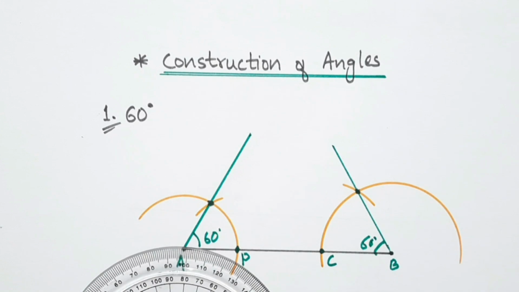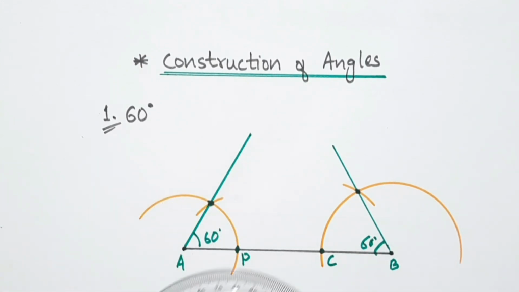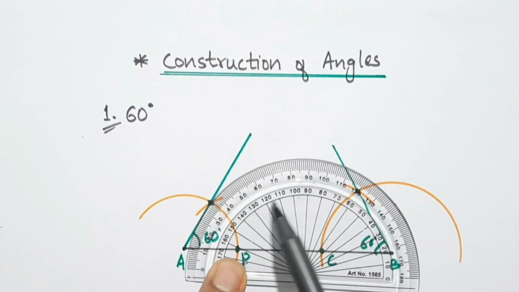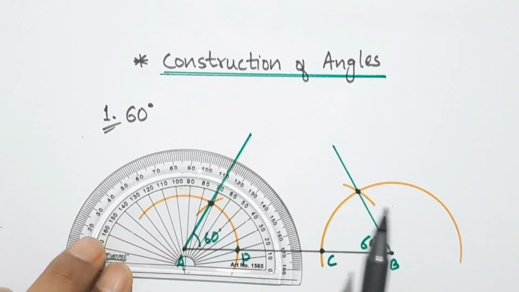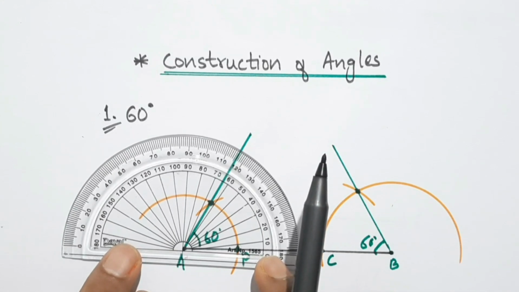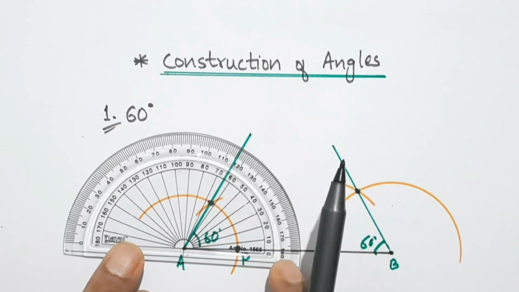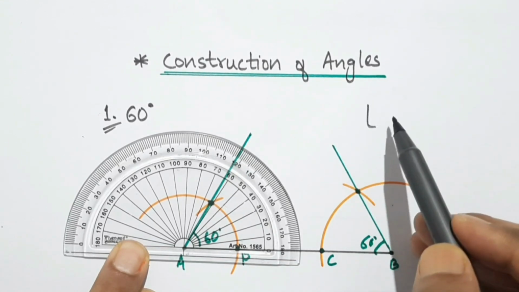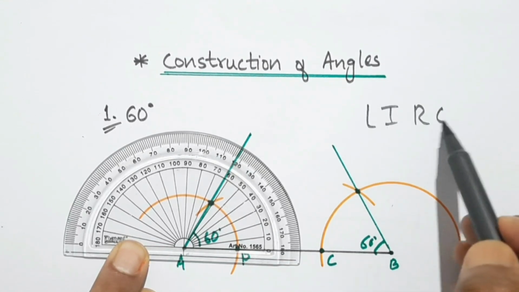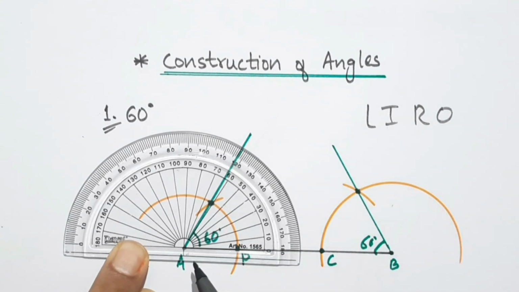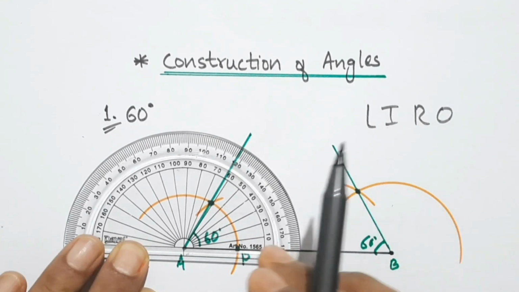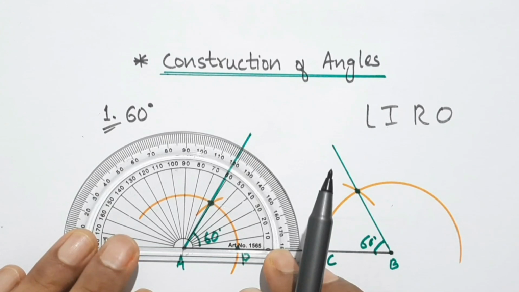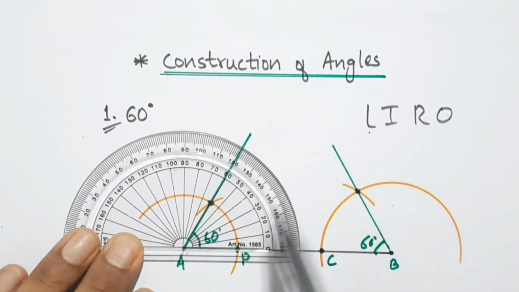by using a protractor. Look here, in the protractor we have two scales, one is the inner scale and another is the outer scale. So how to use this protractor? First I am going to measure the angle from the left point. The rule to use the protractor is LIRO. That means when you are measuring the angle from the left hand side, you read the inner scale, left inner. So on the inner scale, this is our 60-degree angle.